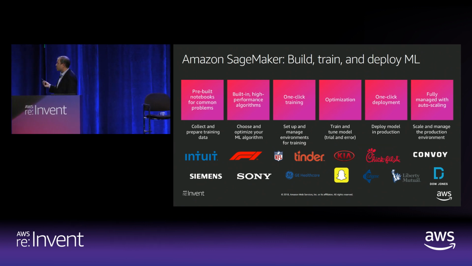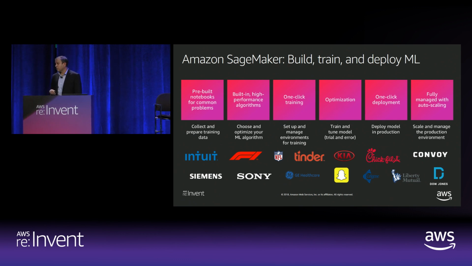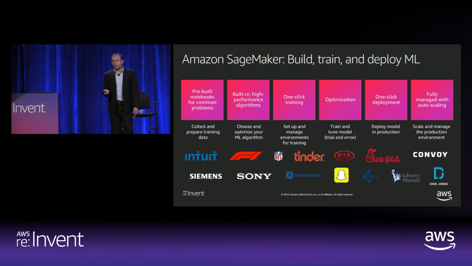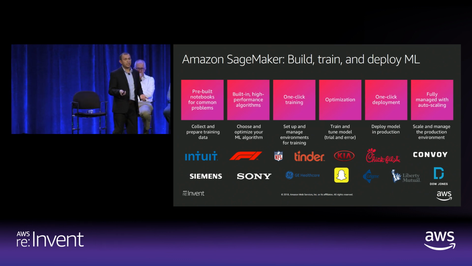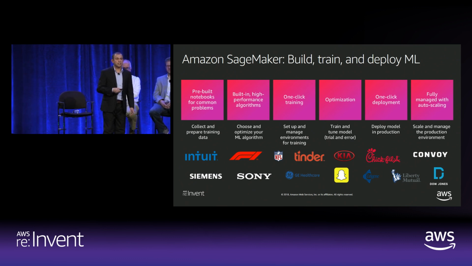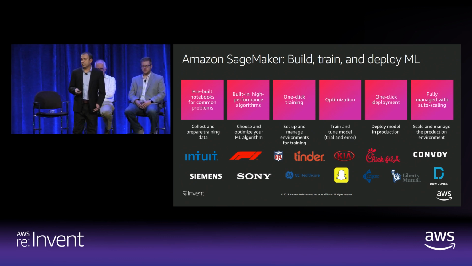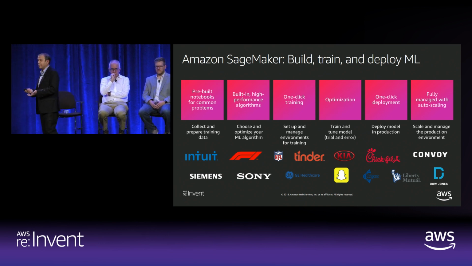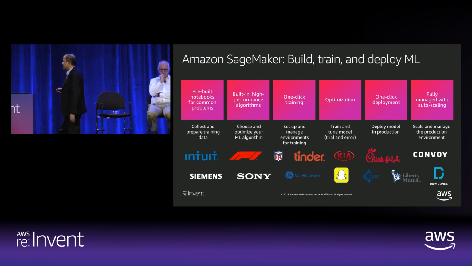Using SageMaker, you can take a notebook and use that notebook to prepare your data. Next, you can use the first-party algorithms that we have as part of SageMaker to train machine learning models. Furthermore, you can take these models and do a one-click deploy to do predictions and inference against them. So it's a very simple managed service to build, train, and deploy for your machine learning applications.